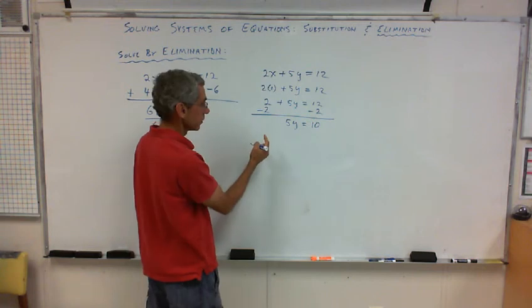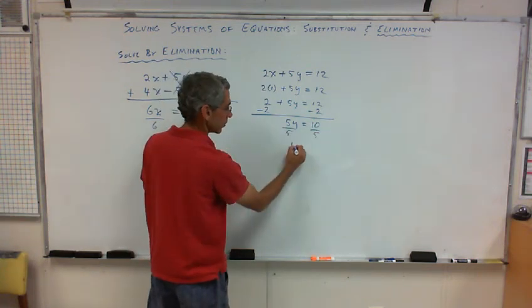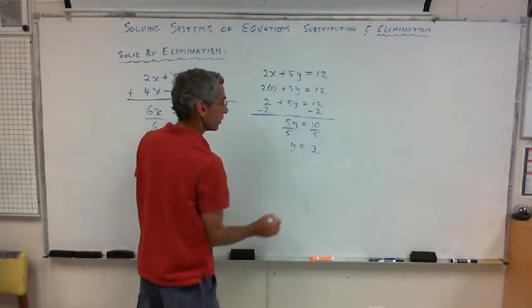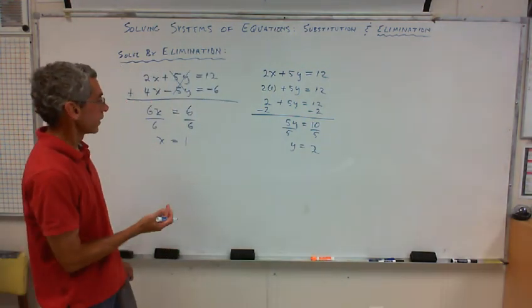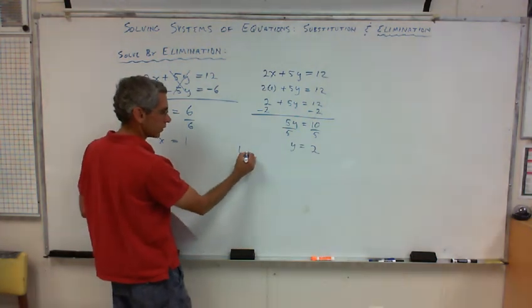So now what do I do? Y is equal to 2. Yes, but I'm going to divide by 5. I know you just did that in your head, but I'm just trying to get you to go all the way through it. Show me so I can write it down. So y is equal to 2. That's my answer: x is 1, y is 2. I could say 1 comma 2 if I want to.